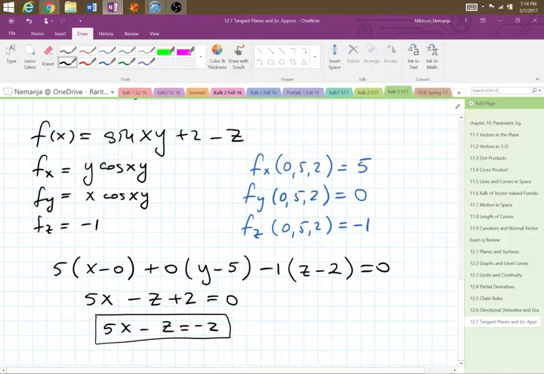When I say linearize something, I literally mean find the tangent plane and plug the point of interest in the tangent plane, right, and compute. So let's see immediately an example of that.